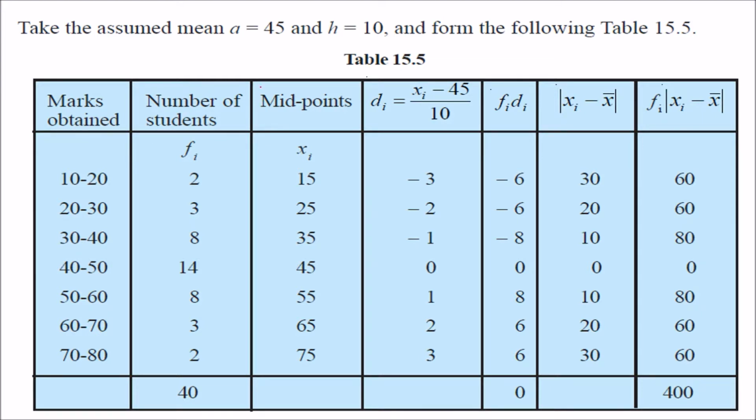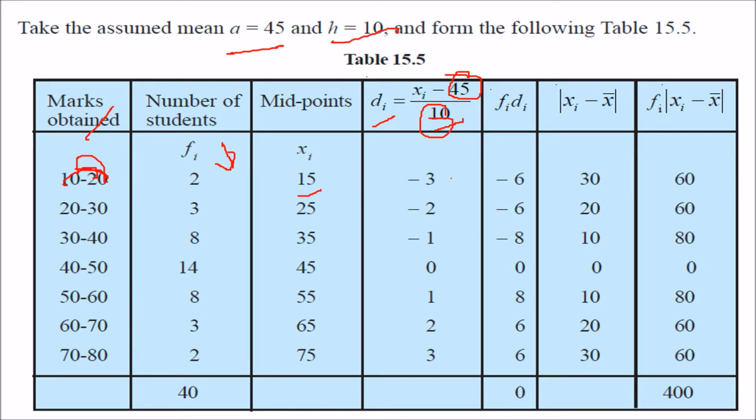Similarly for this, reducing our computation. So A here is 45, H here is 10, right? So marks obtained were this, frequency were this, midpoints means 10 plus 20 by 2. Now this Di is nothing but Xi minus 45 by 10. 45 is our assumed mean, 10 is the difference of class interval.